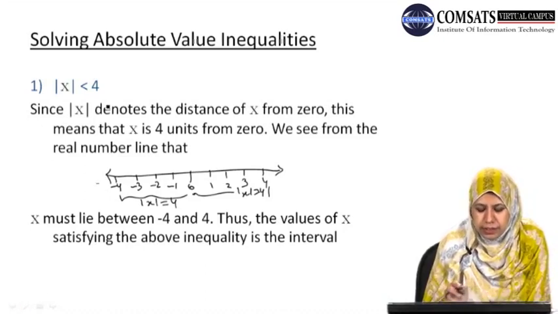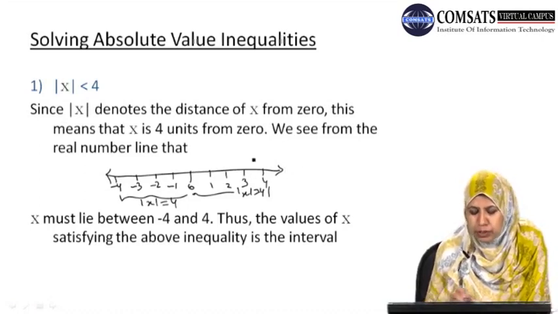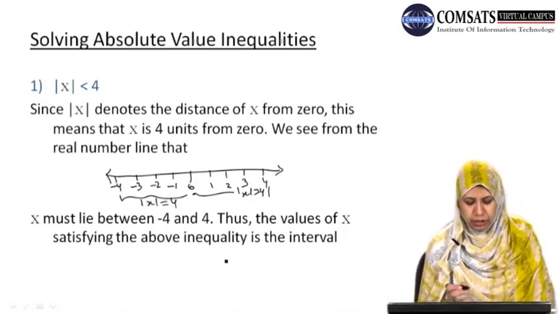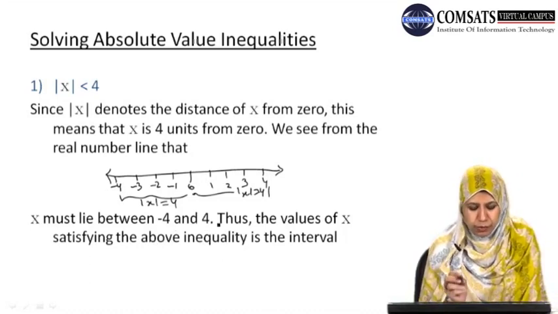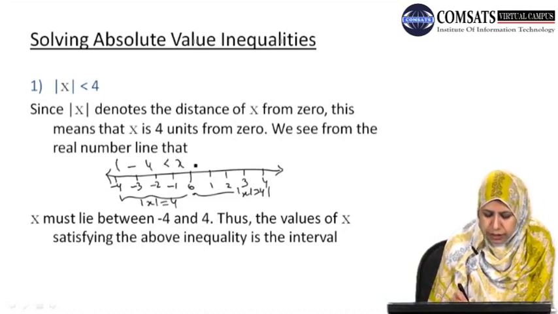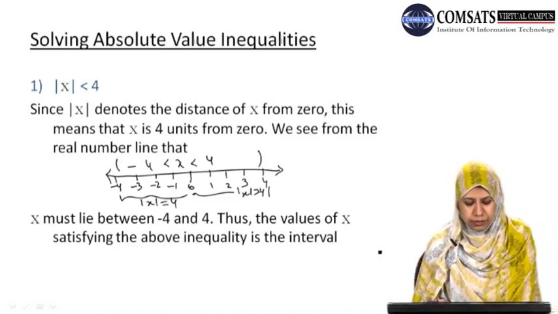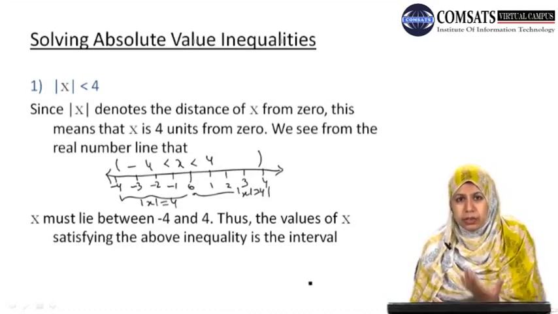Now the absolute value less than 4 means that the distance is less than 4 units from 0 on both sides, that is from the right side and from the left side. So this says that the number x must lie between minus 4 and 4, that is, minus 4 is less than x is less than 4. So the values of x which satisfy the above inequality form an interval, actually.